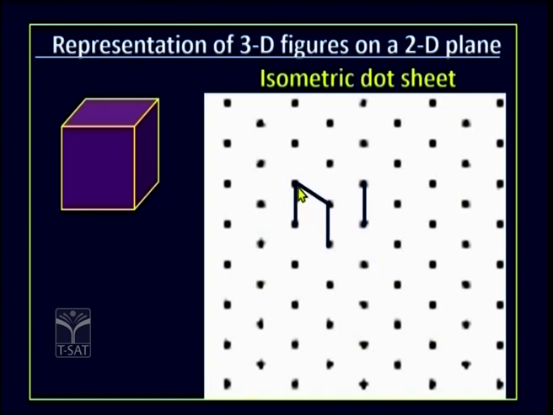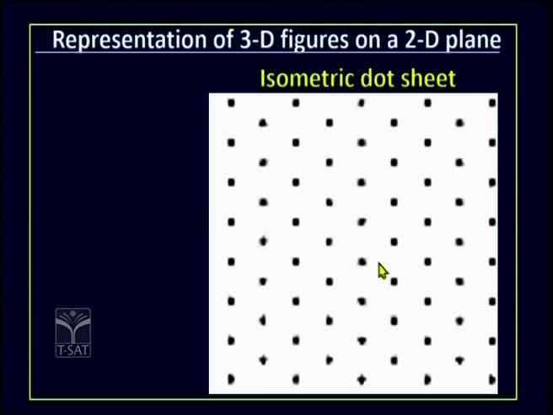Now, I am joining these two tops and these two bottoms. In the same way, tops and bottoms, I am joining, children. Now, what am I doing? I am joining this to this and next this to this. So, I am getting the shape of this cube, children. Now, let us understand how to draw the second one.